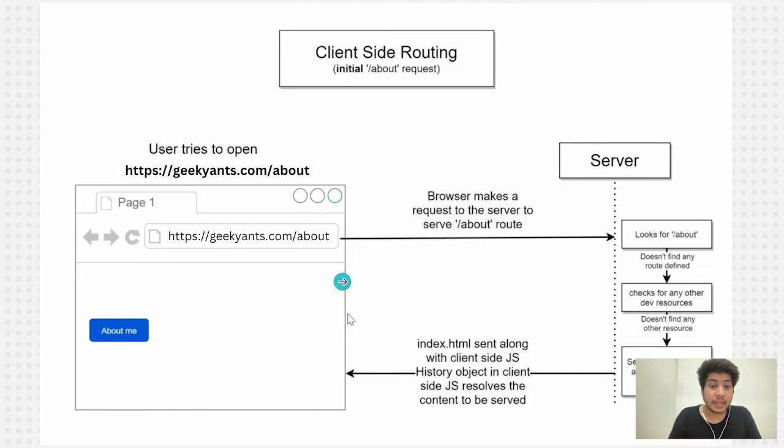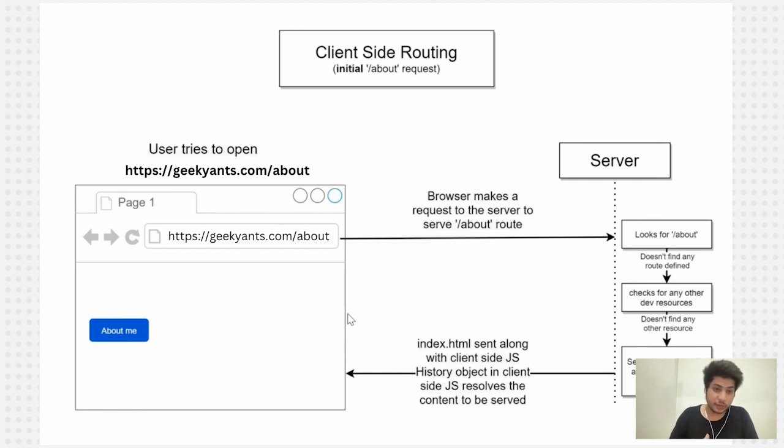So what do I mean by only required data from the server side? Whenever you go to geekyants.com/about, what server side does is it will get you the about page only. But in client side routing, when you type this kind of URL, geekyants.com/about, it will go to the server, it will look for the about page, but it won't find it because there isn't any about page on the server. It will check on the other dev servers, but it won't find it, and it will serve you the index.html with some client side JavaScript code to handle the routing.